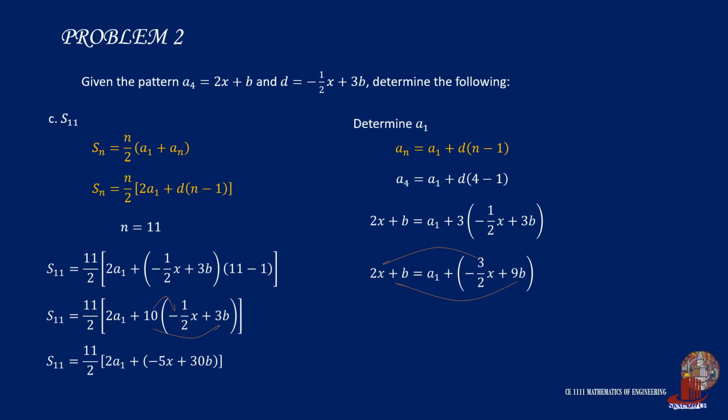Now isolate a sub 1 by transposing the other terms to the other side to have a sub 1 as 2x plus 3 halves of x plus b minus 9b, which when simplified gives 7 halves of x minus 8b.